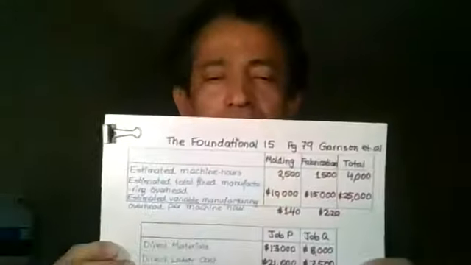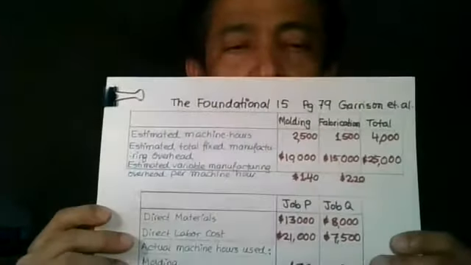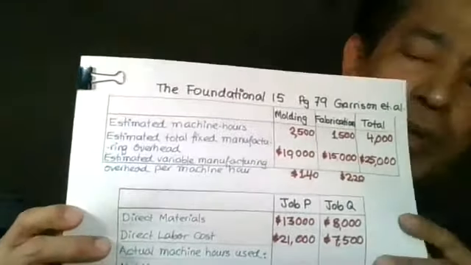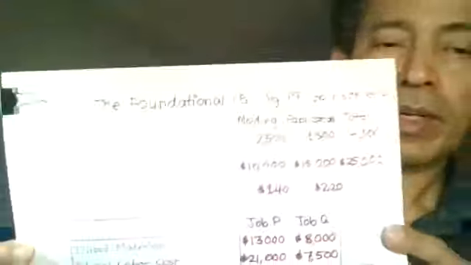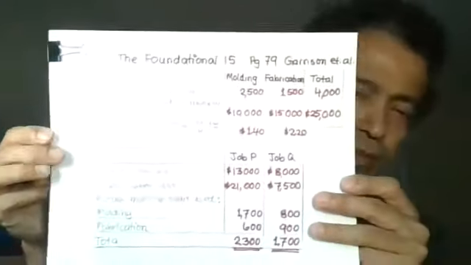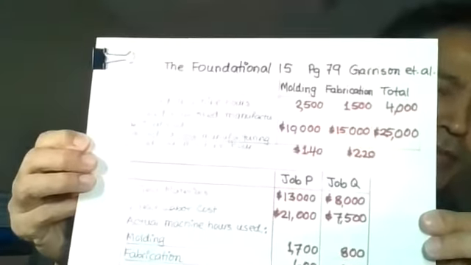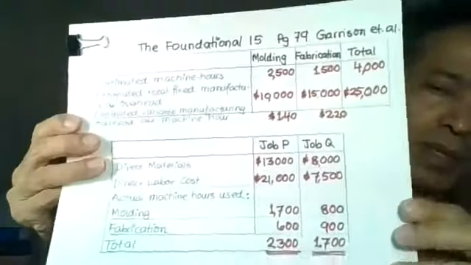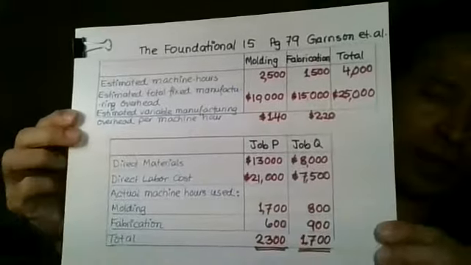I have an example for us to do, which is from the textbook, the Foundational 15, as they call it. It's from page number 79. Please see. Yeah, it's visible now.